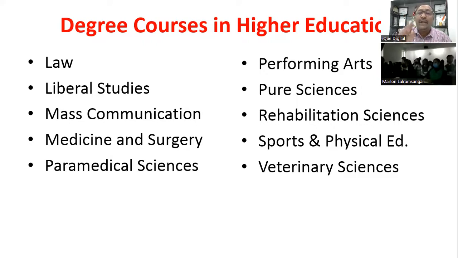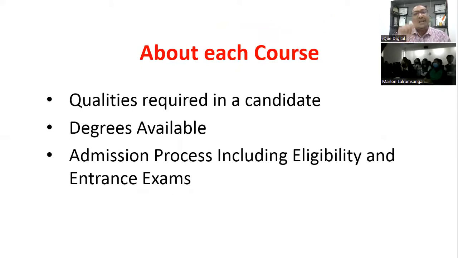Since all of you are from grade 11 and 12, rather than defining it from the subject combinations which you have already taken, I will take you through these verticals separately. So what I'm going to talk about each vertical is, number one, what are the qualities required in a candidate who is the right fit for that particular vertical. So those qualities will include your orientation, aptitude, personality, and interest.